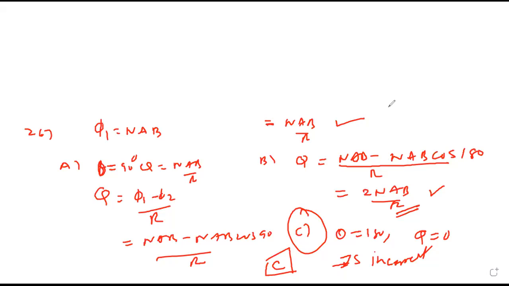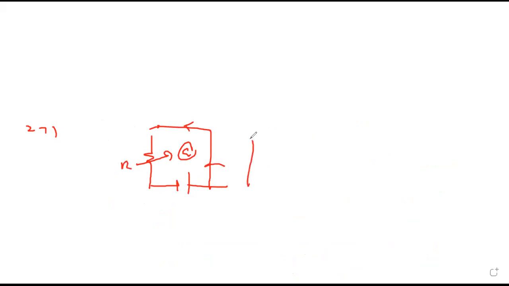27. If resistance R in circuit A of the figure is decreased, resistance is decreased.